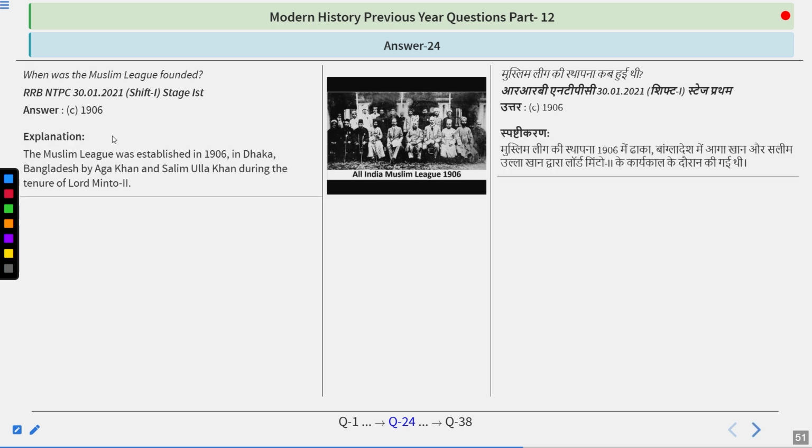1906. The Muslim League was established in 1906 in Dhaka, Bangladesh. At that time, it was known as East Bengal, by Aga Khan, Salimullah Khan, and Nawab ul Mulk. So these were the three main founders of the Muslim League, and the tenure was of Lord Minto II. So the Muslim League was founded in this tenure, and later on, Lord Minto II also gave a particular gift to the Muslim League as he declared a separate electorate for Muslims under the 1909 Morley Minto reforms. So do remember, the answer is 1906.